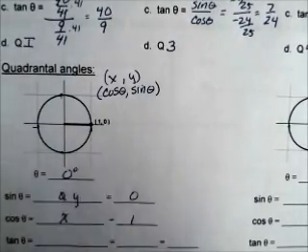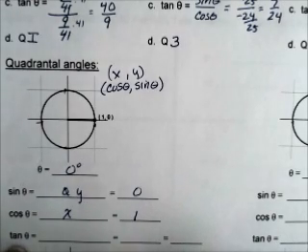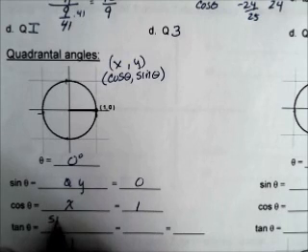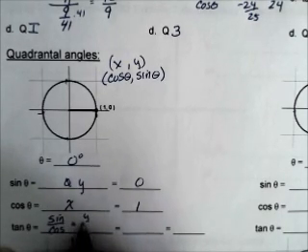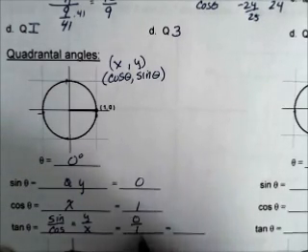Sorry, this is the y-coordinate. The tangent is going to be sine over cosine, or y over x, which is 0 over 1, which is 0.